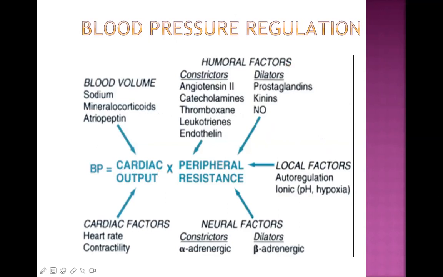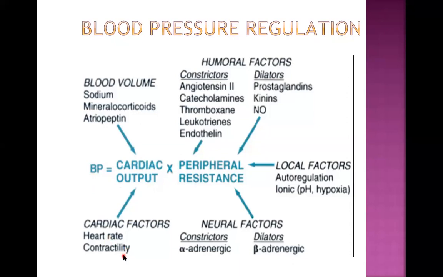Now let me start with the meaning itself. Blood pressure is equal to cardiac output multiplied by peripheral resistance. I'm sure everybody knows that. Cardiac output multiplied by peripheral resistance. Now if cardiac output is high, and if peripheral resistance is also more, blood pressure will definitely be high. Now what are those factors which increase the cardiac output?